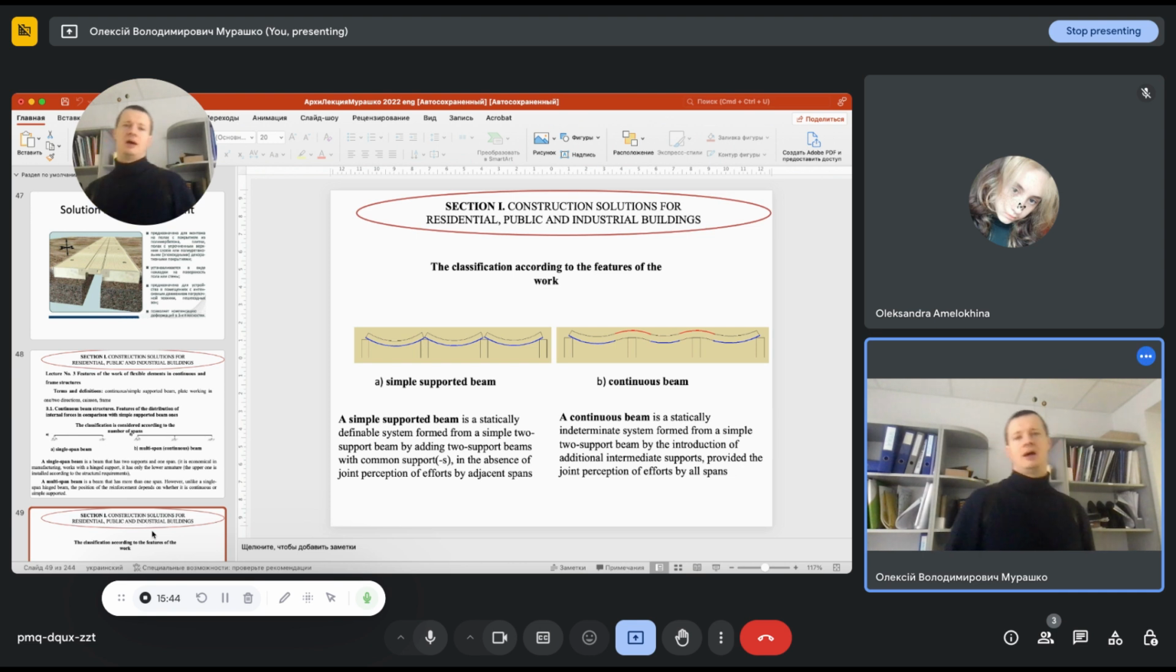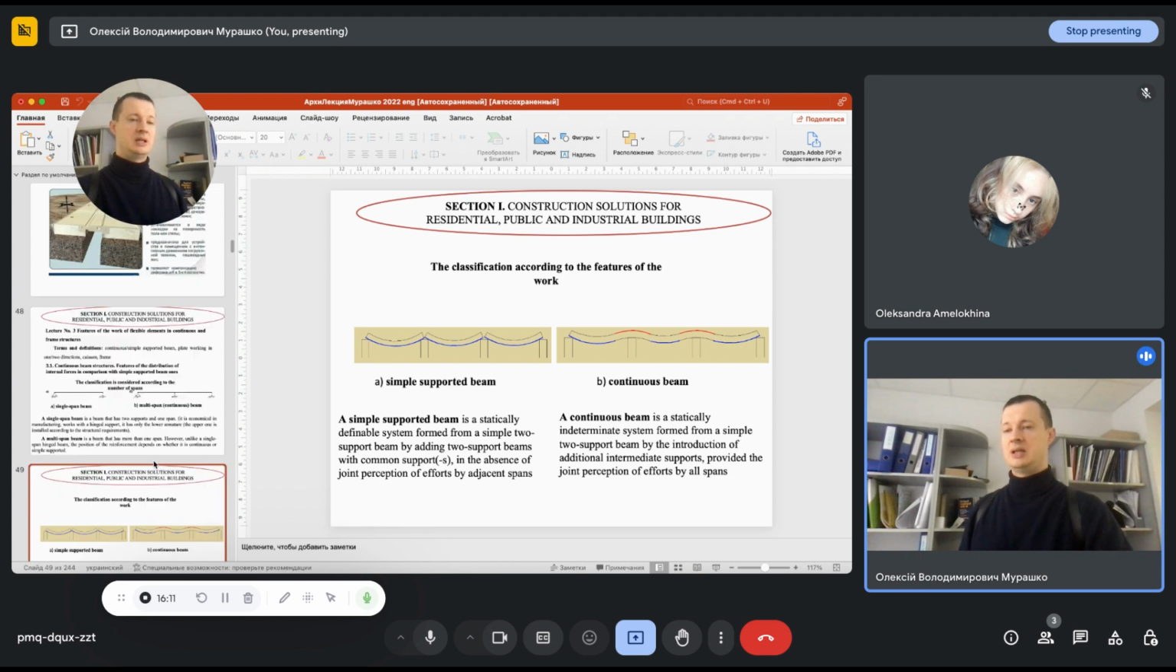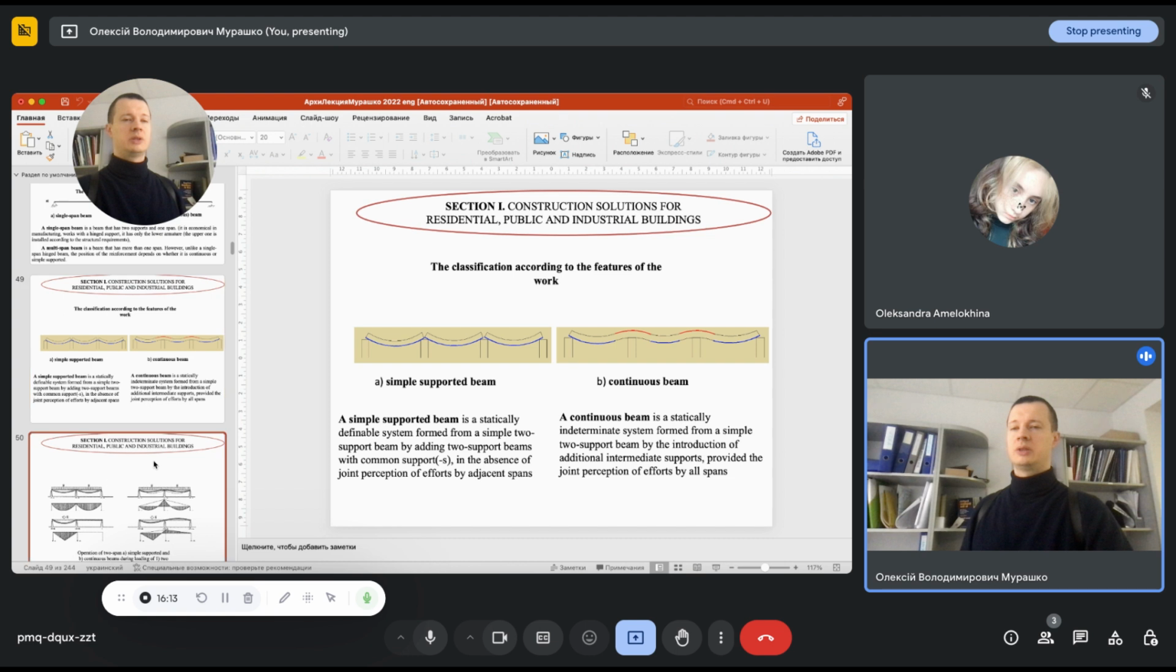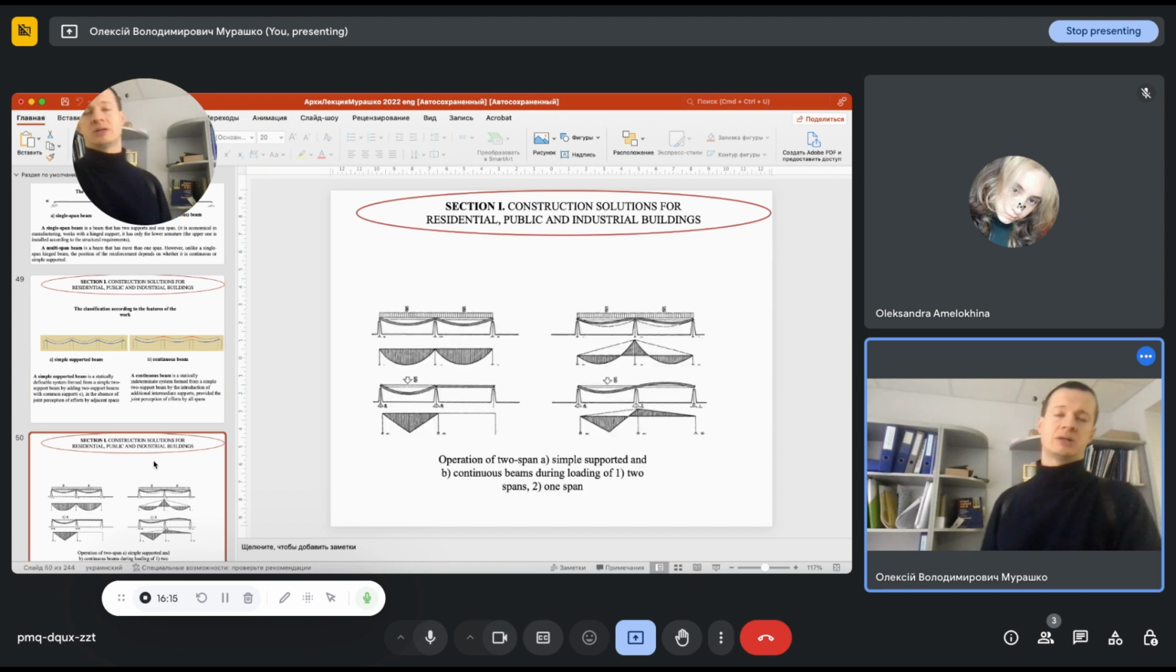Because sometimes a beam with three spans can work like this. In this case, we can see that each span works as a separate element, and in this case, we can see that it works like one continuous beam, and the difference between them lies in the redistribution of internal forces. And I will show you how this redistribution impacts its behavior.